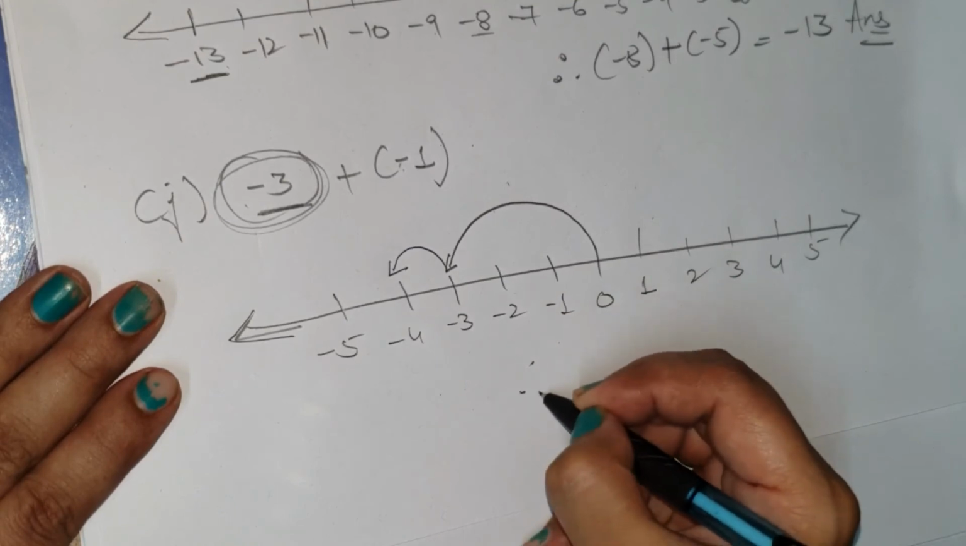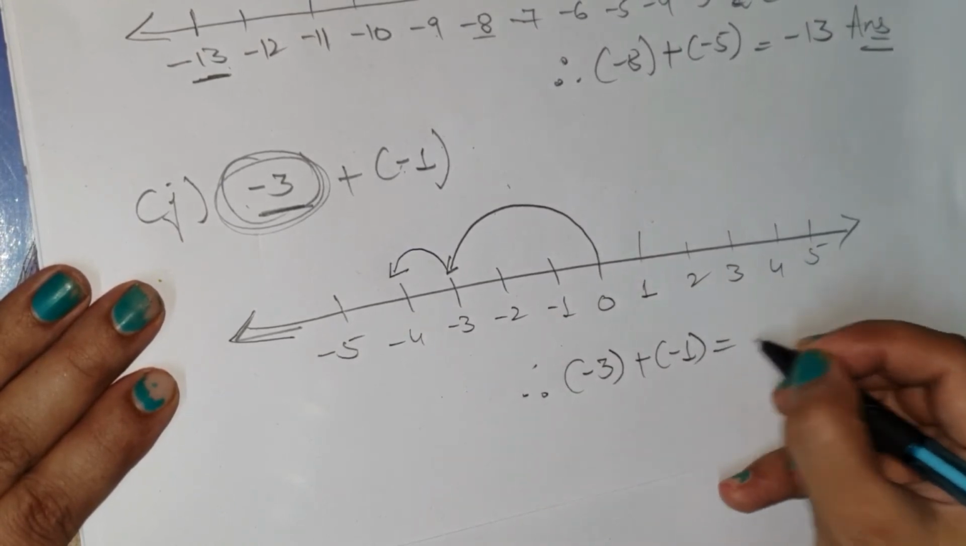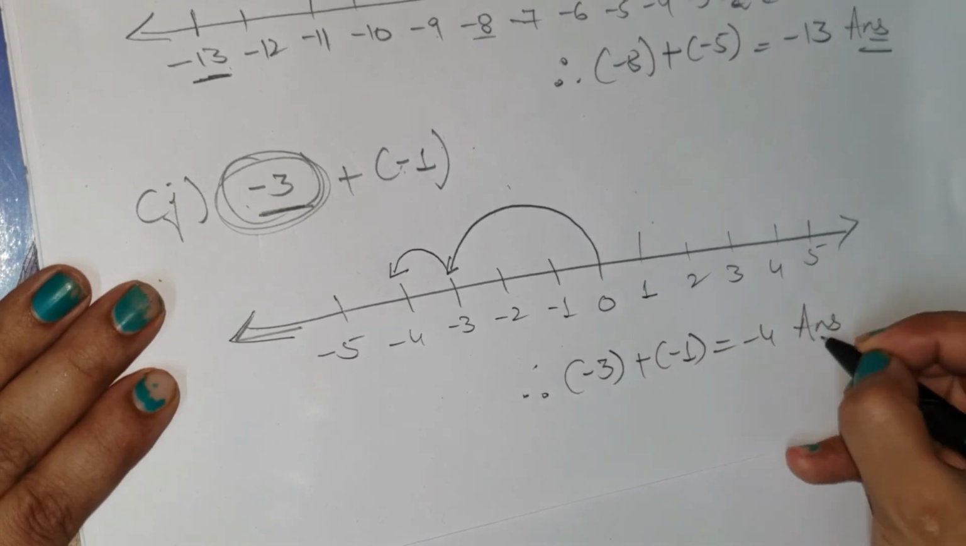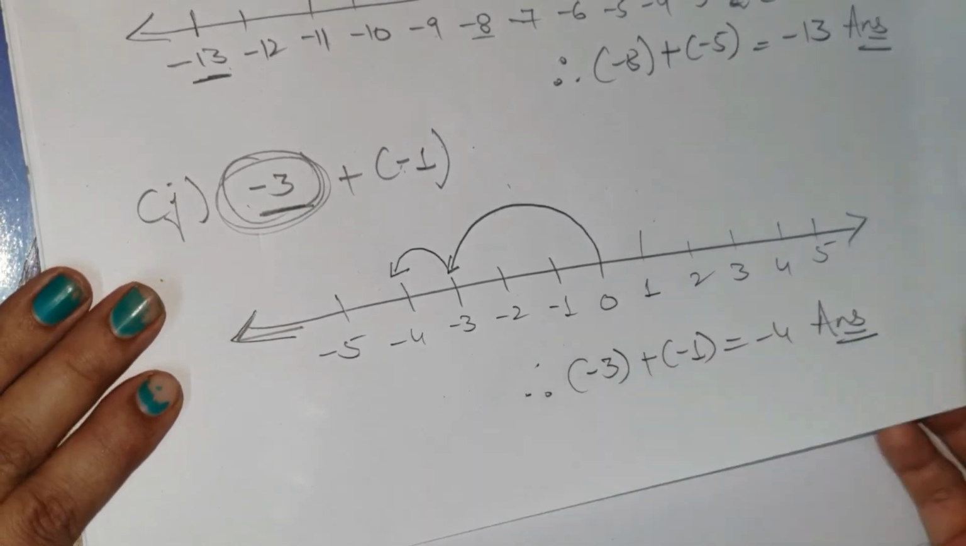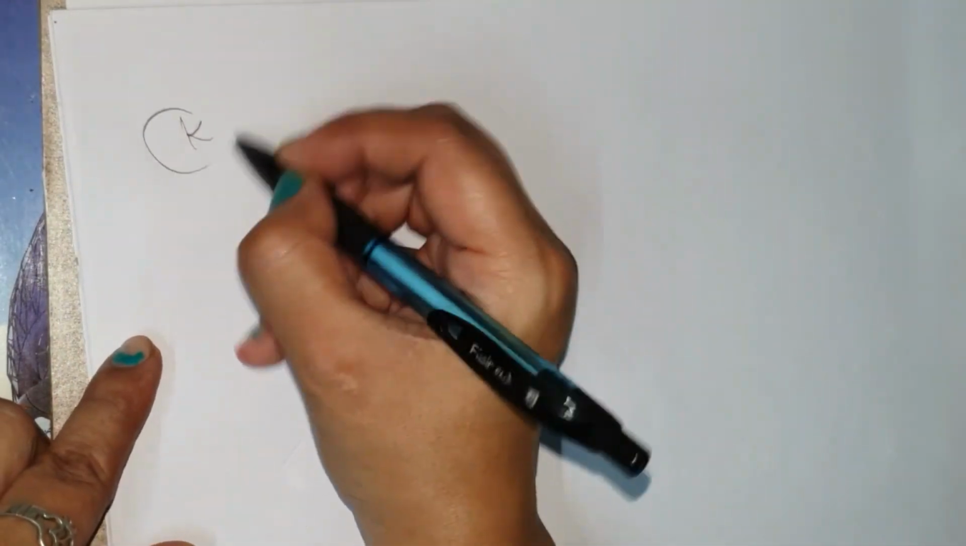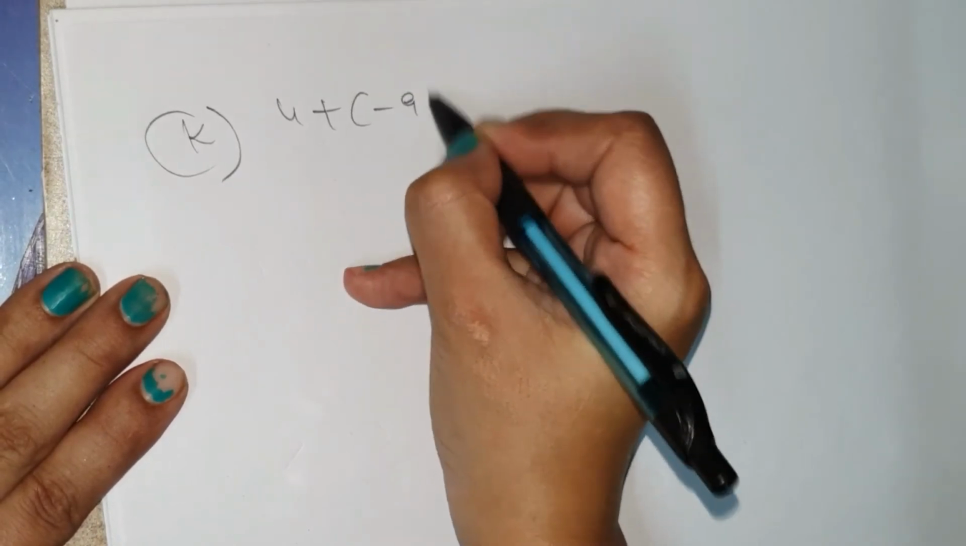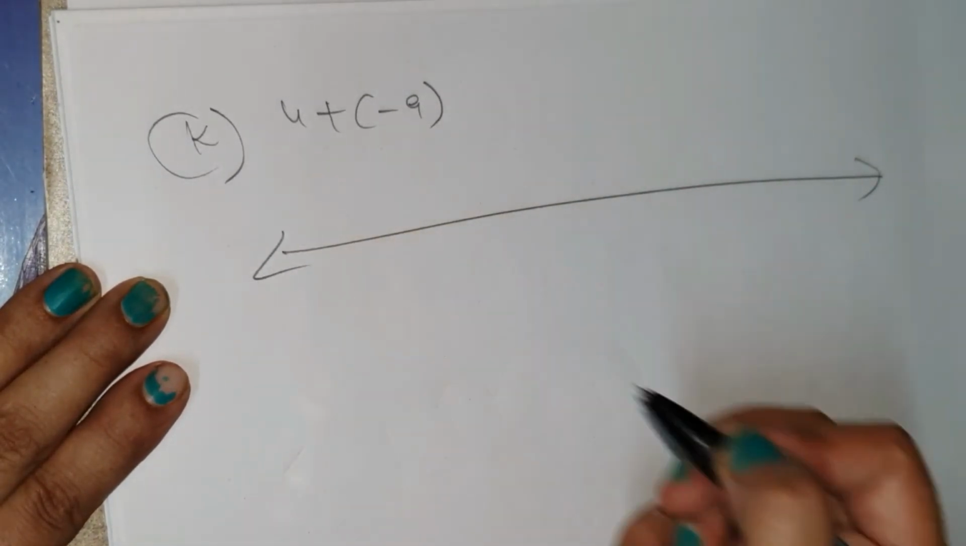So therefore my answer will be: -3 plus -1 will give me what? It will give me -4 as the result. Okay, so that was the J part. Now the last second part, that is part K. It is 4 plus -9. Okay, so draw the number line.